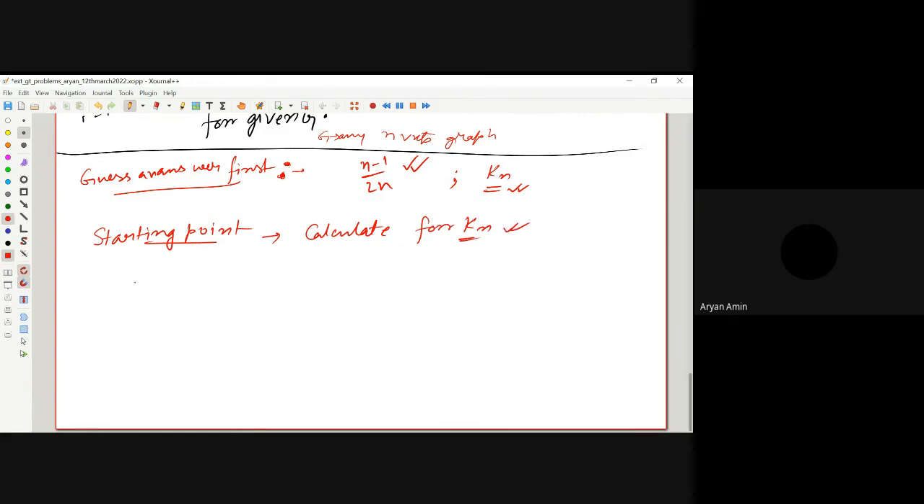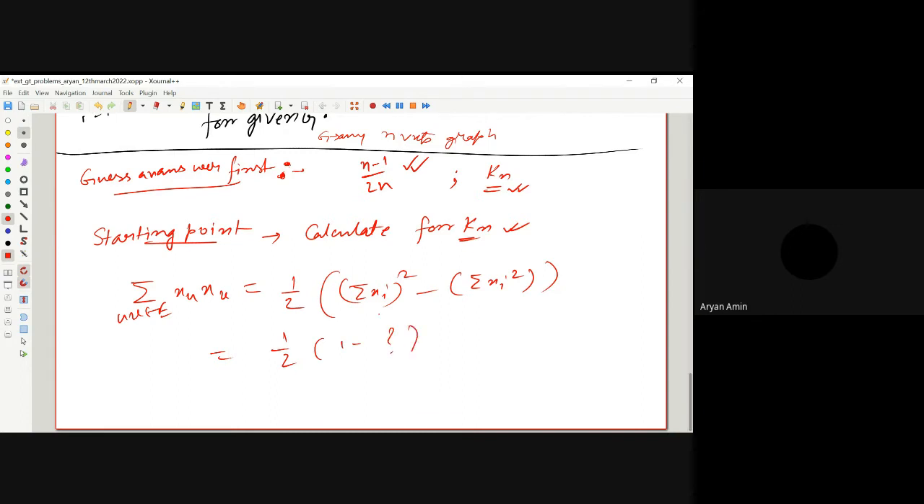So for Kn, the sum is just over uv belonging to E of xu xv. I think it's something like half of the summation xi whole squared minus summation xi squared, right? Which is 1 minus this thing. I'll just not write it, I'm lazy. And then you can just use Cauchy-Schwarz, 1 minus 1 by n, right? So this is the value. So this will tell you for the Kn.